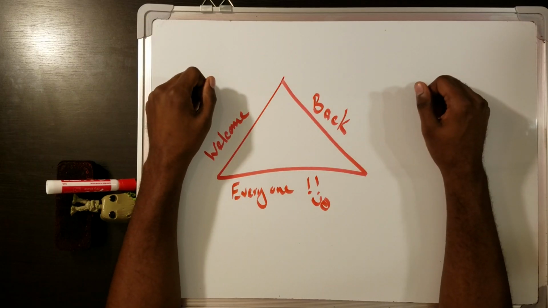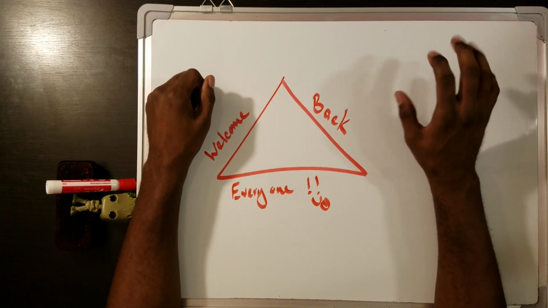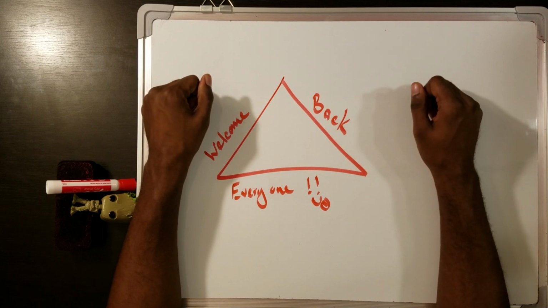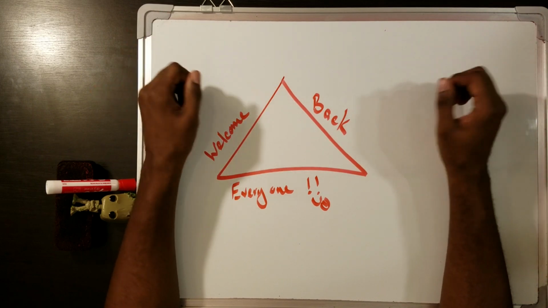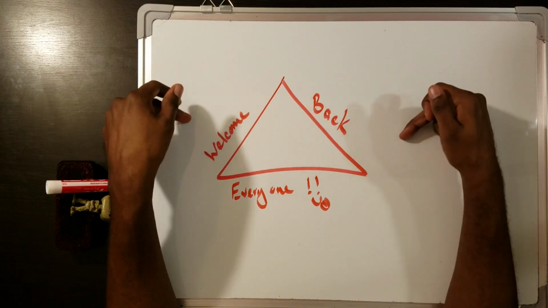Welcome back, everyone. Today we're jumping into a 5th grade topic, identifying triangles. Now, just so we're on the same page, there are 2 ways you can identify triangles. First way being by their sides, and the other way being by their angles. Today we'll be focusing on their sides.